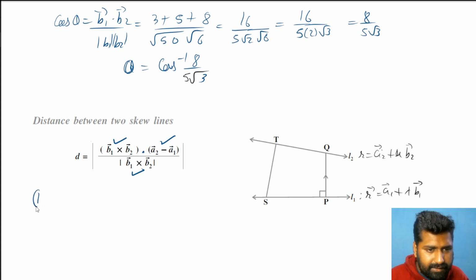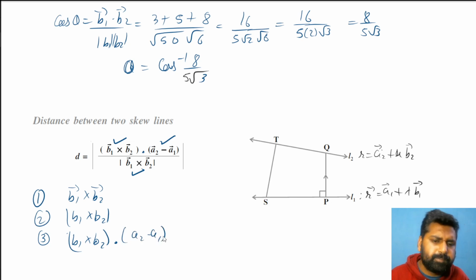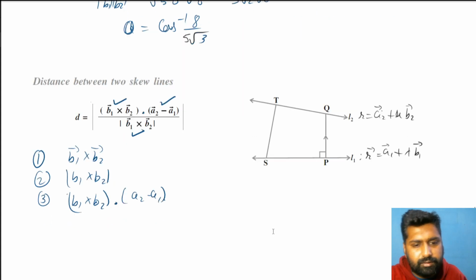Okay, so I'll write in steps how to calculate. First of all you calculate your B1 cross B2. Second, you calculate the B1 cross B2 magnitude, and then you do B1 cross B2 dot product with A2 minus A1. Then you calculate its mod. Why is it mod? First of all, the dot product results in a scalar, and the denominator is also a magnitude, so it's a scalar. Then why mod? Because the dot product can result in a negative quantity, so in order to avoid that, since distance is always positive, this is mod. Mod is for actually making it positive.